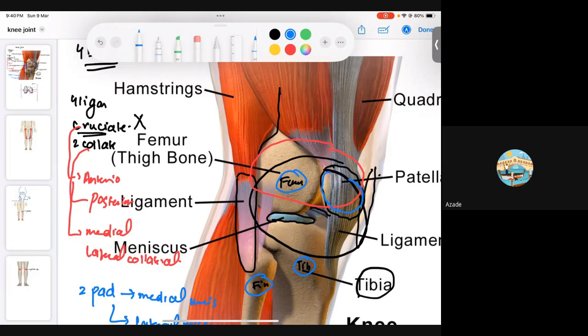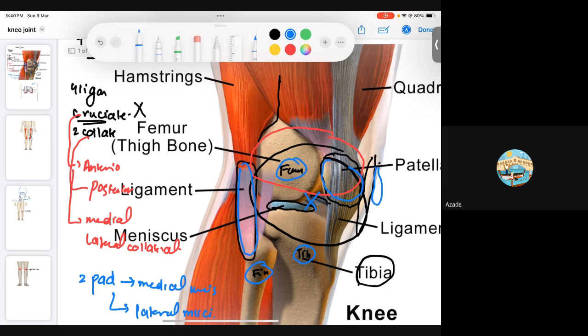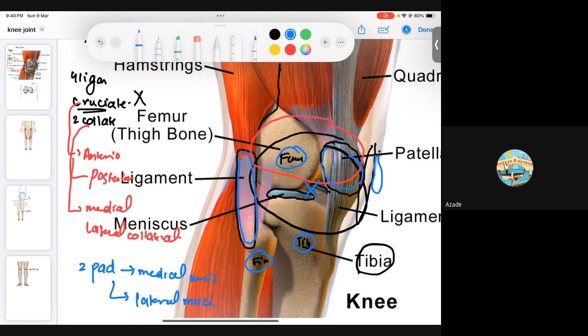We have cruciate ligaments. Cruciate are the cross kind of ligament that cross over one another. So we have anterior cruciate ligament and posterior cruciate ligament. Then we also have collateral ligament. On the medial side, we have medial collateral ligament and lateral collateral ligament. We also have menisci, if you guys remember, two menisci, our medial menisci and lateral menisci. Remember?